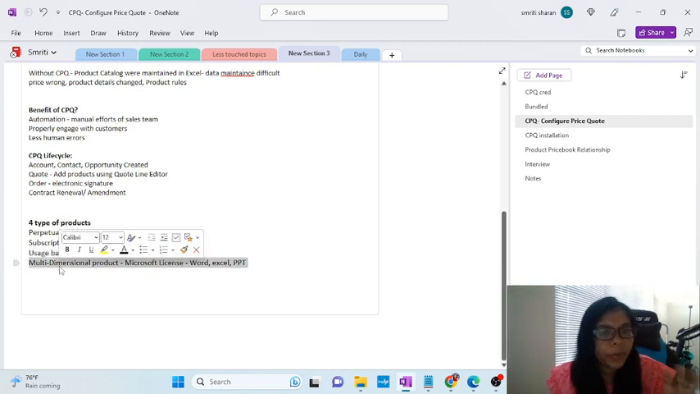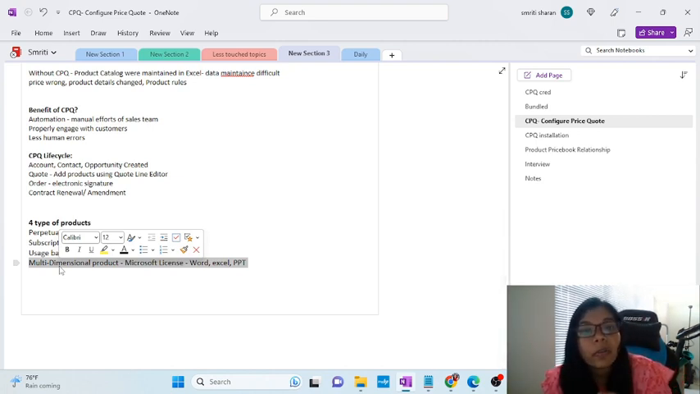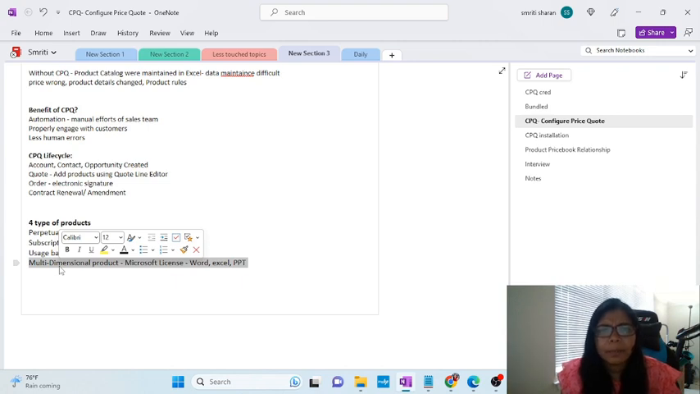Multi-dimensional product is less used, but just for the knowledge, if we are talking about Microsoft, if you purchase the Microsoft license, you get Word, Excel, PPT, right? So that is a multi-dimensional product. And not only do you get all these things, the license also depends on how many licenses, company to company, so the price is not fixed. One company is taking 5 licenses and one company is taking 50 licenses, the price might differ. And the duration of the license, the price might differ.